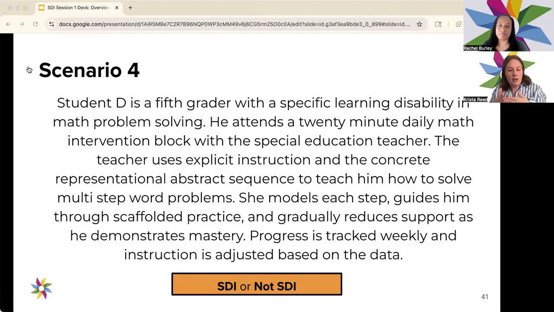They're modifying the methodology and the delivery by doing this, probably in a smaller group, maybe individually in the math block. But the last sentence there, right? Tracking that student's progress weekly and then adjusting their instruction based on that data is exactly what makes SDI so powerful, right? We're able to make decisions about whether to continue a certain type of strategy or approach or whether or not it's not serving this kid. So shout out to this fake teacher.